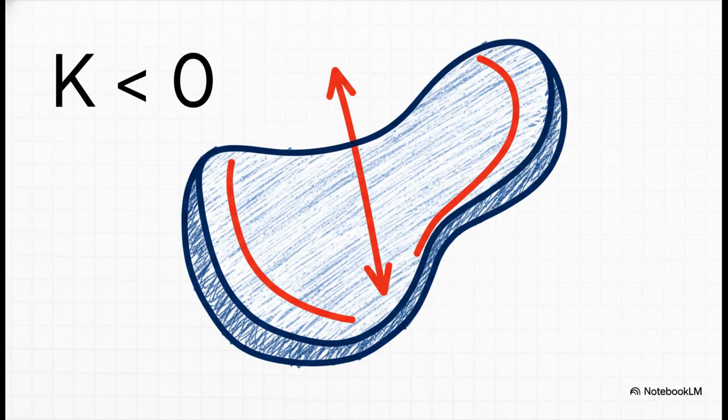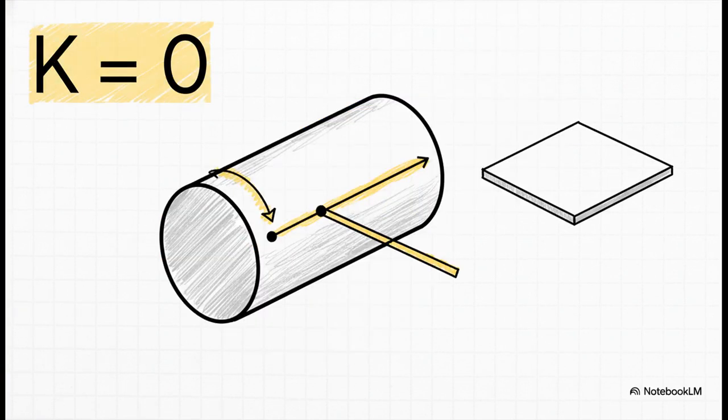Now, what if K is negative? That means your two main curvatures have opposite signs. The surface is bending up in one direction, but down in the other. This gives you that classic saddle shape. Or, my favorite example, a Pringles chip. That's negative curvature.